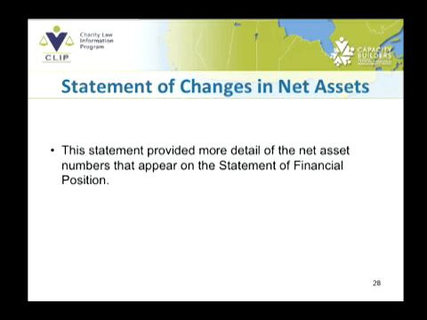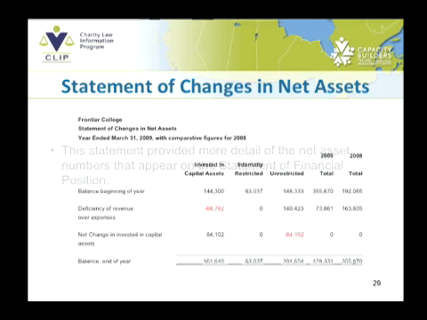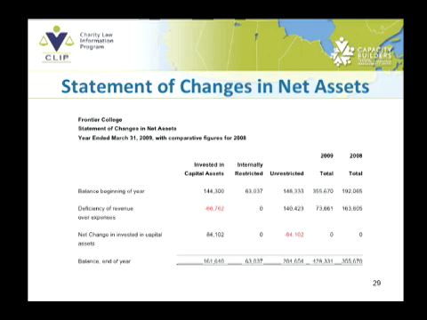A statement of changes in net assets. We talked about that before. That provides more detail than is on the balance sheet. So here's an example of what you might see. It's a separate statement. It's after the statement of operations. Has those same categories: invested in capital assets, internally restricted, restricted, and gives your balance at the beginning of the year, balance at the end of the year, and the second line, deficiency of revenue over expenses, is basically the net income or net loss of the year, and it's allocated out between things related to the capital assets and everything else.